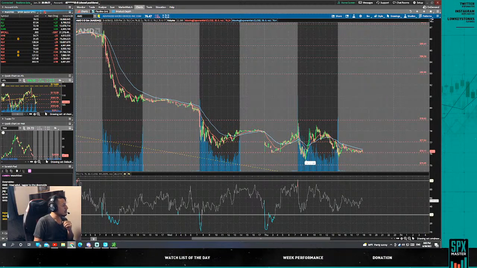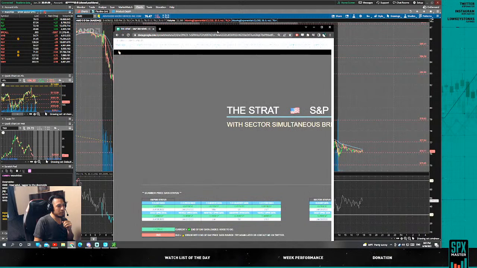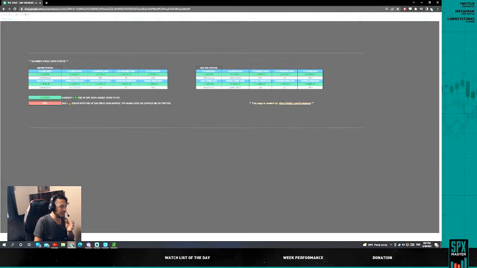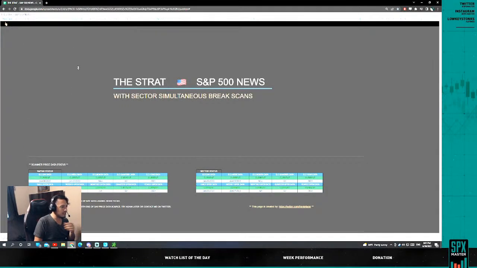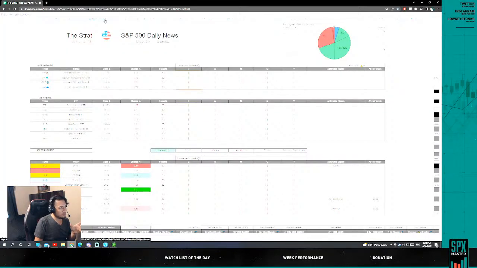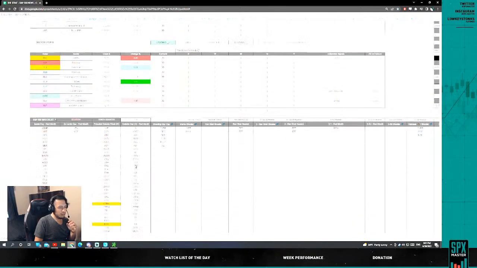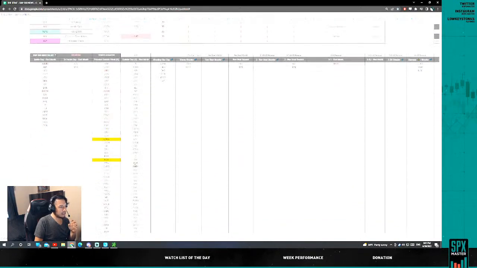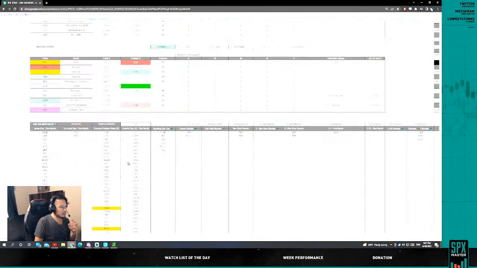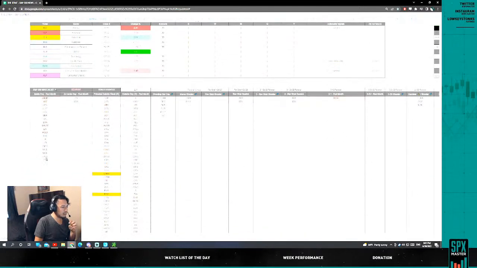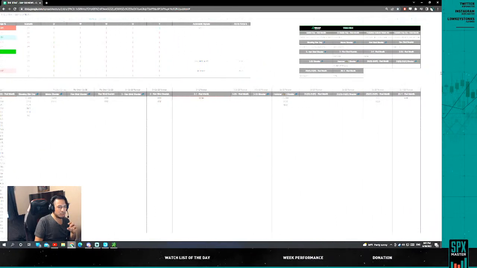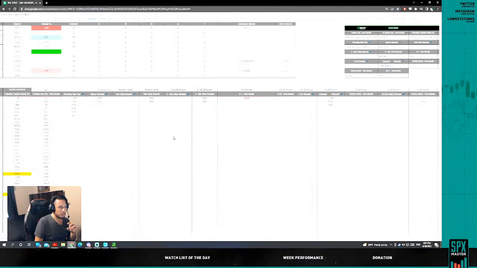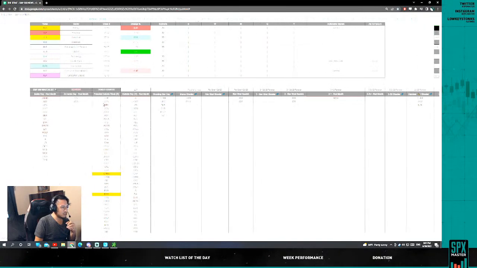Some people are familiar with this website or the scanner. There's a ton of scanners for the strat. So I'm inclining bearish, especially on tech. What we're going to be looking at on this scanner is a few inside days, and then we're going to look at those no reversals, so potential outside weeks.